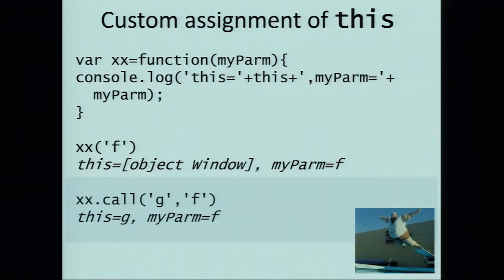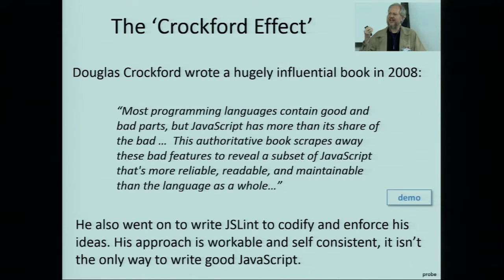Okay, so with all these different thises and all these different constructs, it can be a little trying for someone, again, from an object-oriented background. So this guy named Douglas Crockford came along in 2008 and wrote a hugely influential book, which he called JavaScript: The Good Parts. And I don't want to quote this whole thing, but basically he says that JavaScript has some nice parts and has a lot of bad parts. And we're going to only use the good parts. I'm going to give you a subset of the language that I like and that works well.